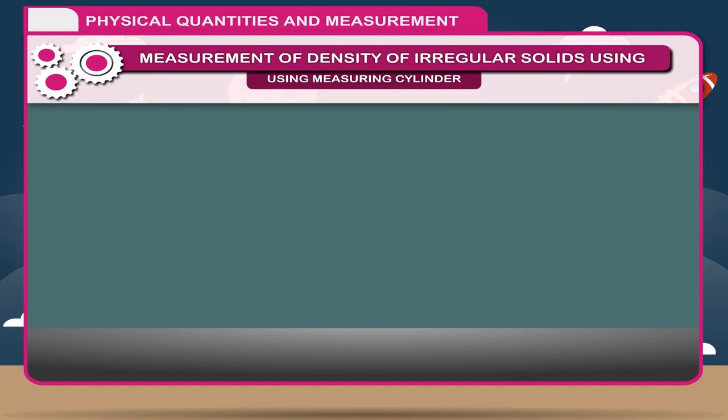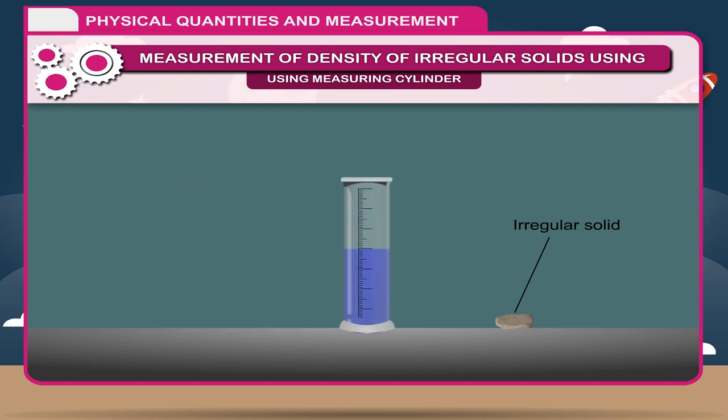Take an irregular solid that does not dissolve in water but sinks in it. Clean a measuring cylinder and pour some water into it so that the solid can be completely immersed in it. Note the reading of the level of water in the measuring cylinder. Let it be V1. Now, tie a thread around the irregular shaped solid and immerse it completely in the cylinder.